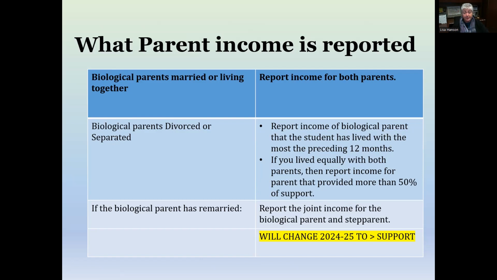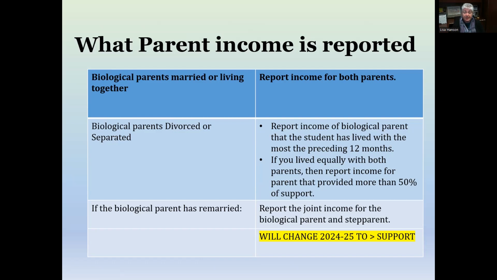If the student's biological parents are divorced or separated, then you report the income of the biological parent that the student lived with the most during the preceding 12 months. And if we have a circumstance where the student goes back and forth equally between parents' homes, then the parent who provided greater than 50% of the student's support would be the parent to complete the FAFSA application.